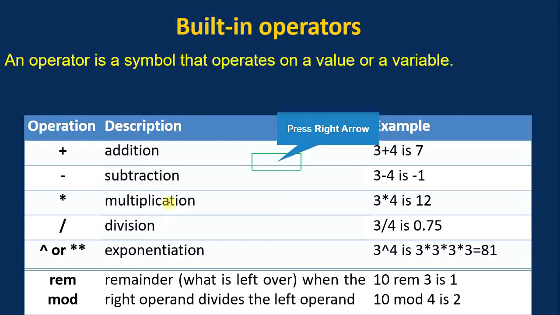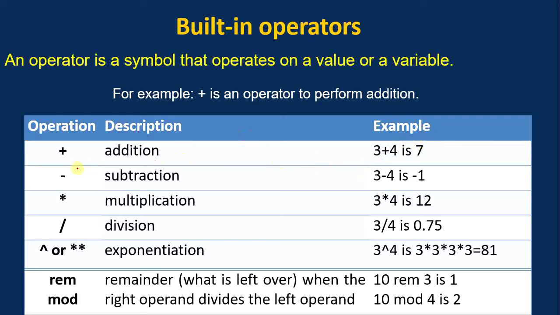An operator is a symbol that operates on a value or a variable. So for example, let's take plus is an addition operator. This addition operator is operating on two operands. This 3 and 4 are called operands, and this plus is called an operator.